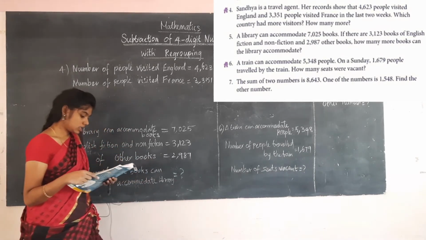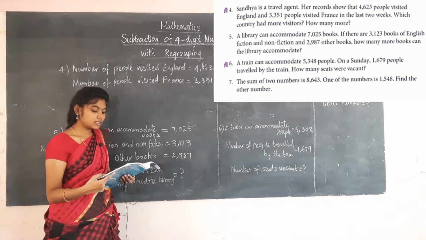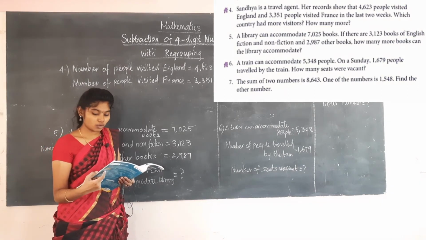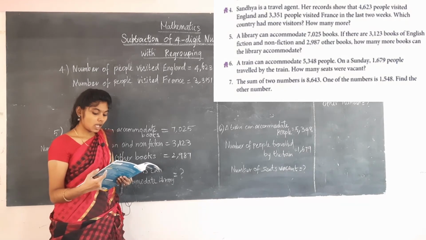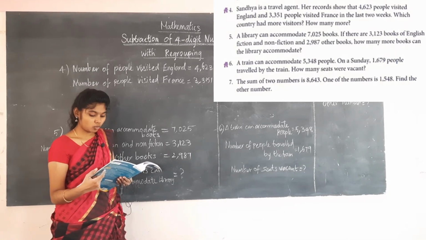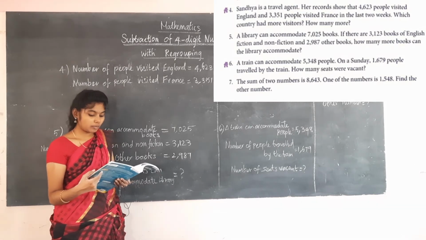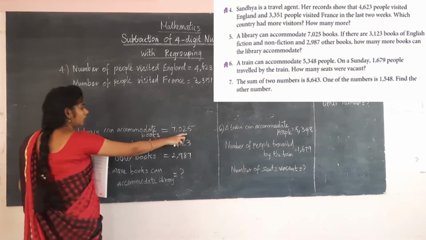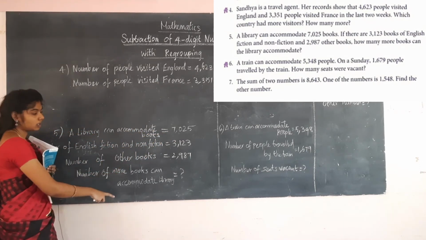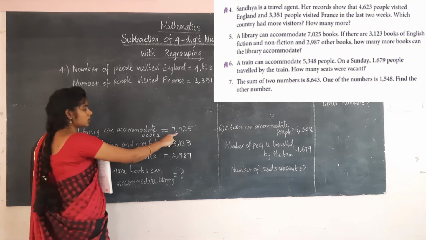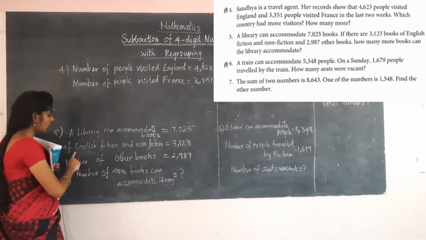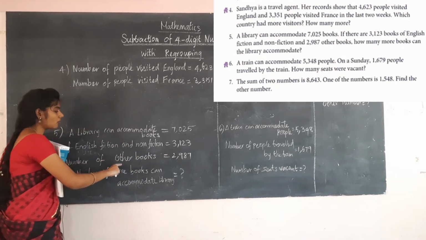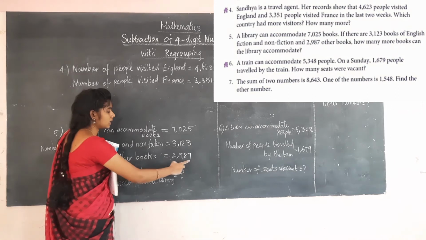And the next one is: a library can accommodate 7,025 books. If there are 3,123 books of English fiction and non-fiction and 2,987 other books, how many more books can the library accommodate? So here the library can accommodate 7,025 books. I have mentioned this in the given part. There are English fiction and non-fiction books numbering 3,123, and the number of other books is 2,987. These are in the library.